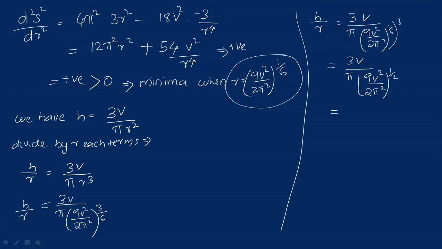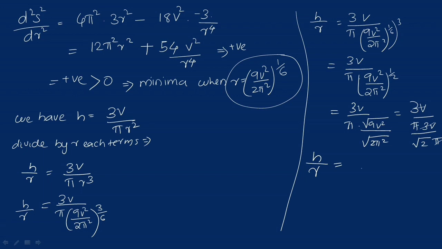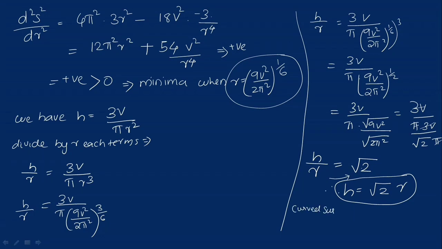So we have 3V/π into (9V²/2π²)^(1/2), or we can write 3V/π into root of 9V² by root of 2π². We are taking 1/2 as root, so we can write 3V/π into 3V/√2π. 9 is taken outside as the root of 3. So we have h/r, by cancelling all the terms, the remaining is only √2. So we can write h = √2 r.